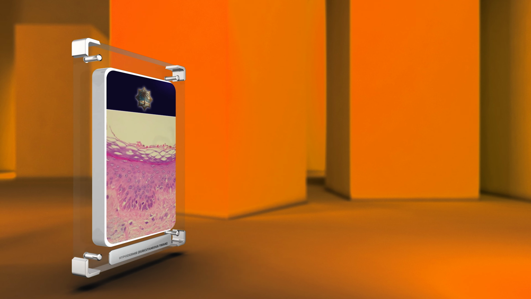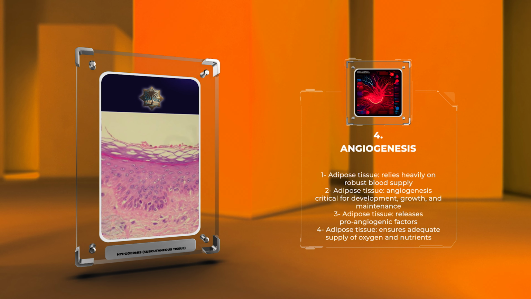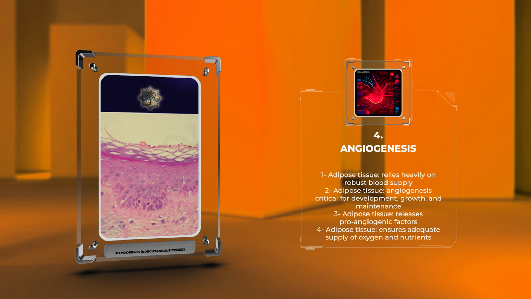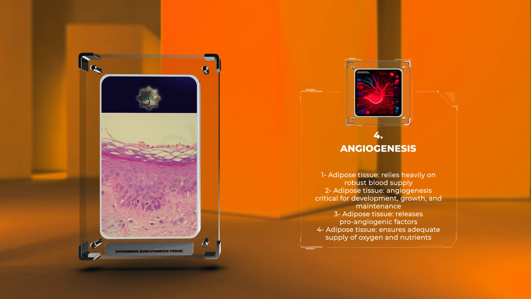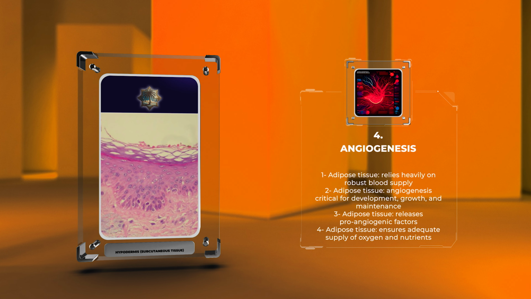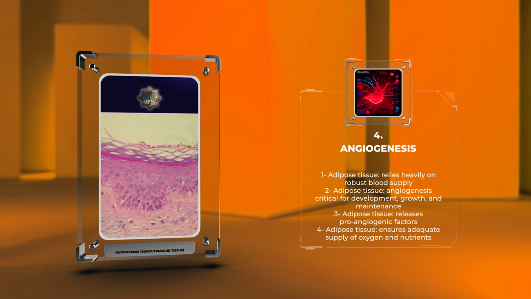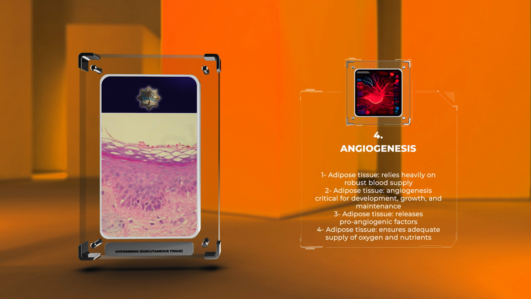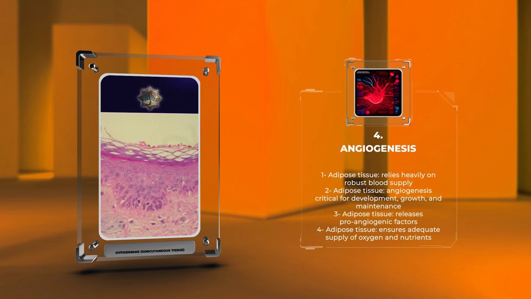Adipose tissue relies heavily on a robust blood supply to meet its metabolic demands. Angiogenesis, the formation of new blood vessels, is a critical process in adipose tissue development, growth, and maintenance. Adipose tissue releases various pro-angiogenic factors, stimulating the formation of new blood vessels. This process ensures an adequate supply of oxygen and nutrients to the rapidly expanding adipose tissue.